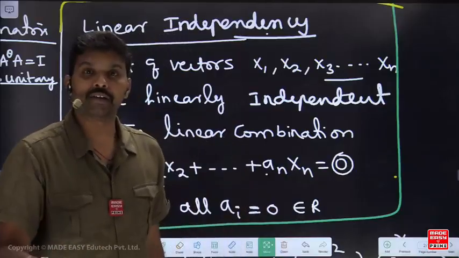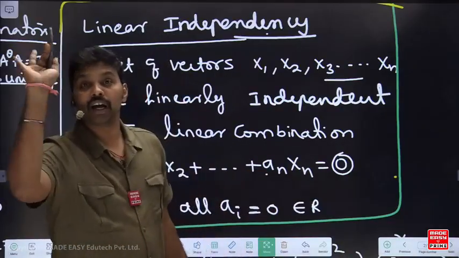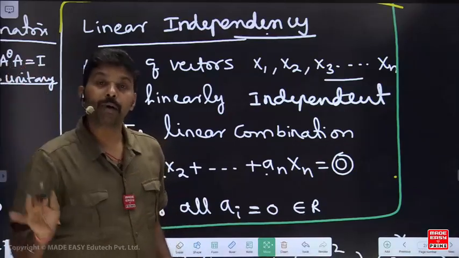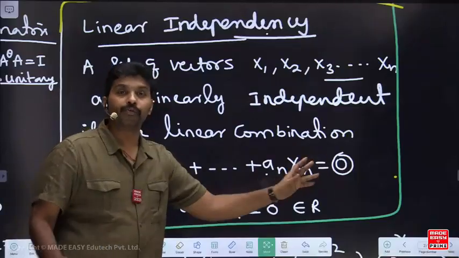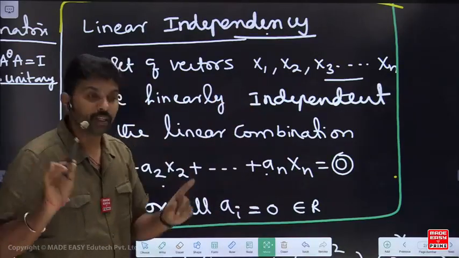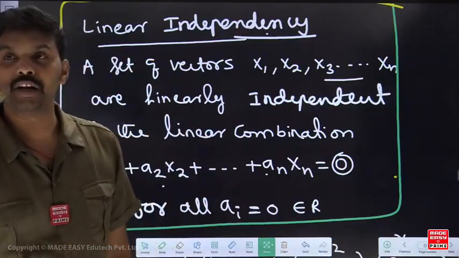They are dependent. For non-zero coefficients, if it is getting 0, that means they are linearly dependent. Okay? But if only the zero coefficients give you 0, and for no other non-zero coefficients we are getting 0, then that means they are linearly independent. They are linearly independent here.